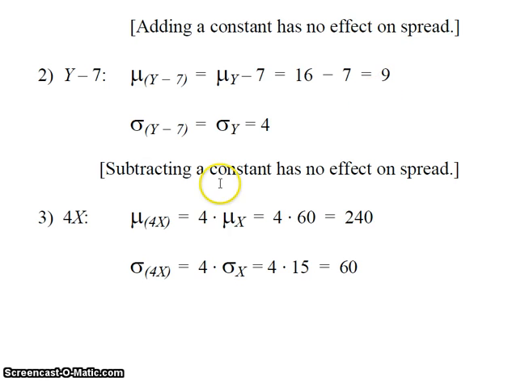If you multiply your original variable by a constant, in this case 4, the mean of 4x would be 4 times the original mean of x, and 4 times 60 is 240. The standard deviation of 4 times x is just going to be 4 times the original standard deviation of x, and 4 times 15 is 60.